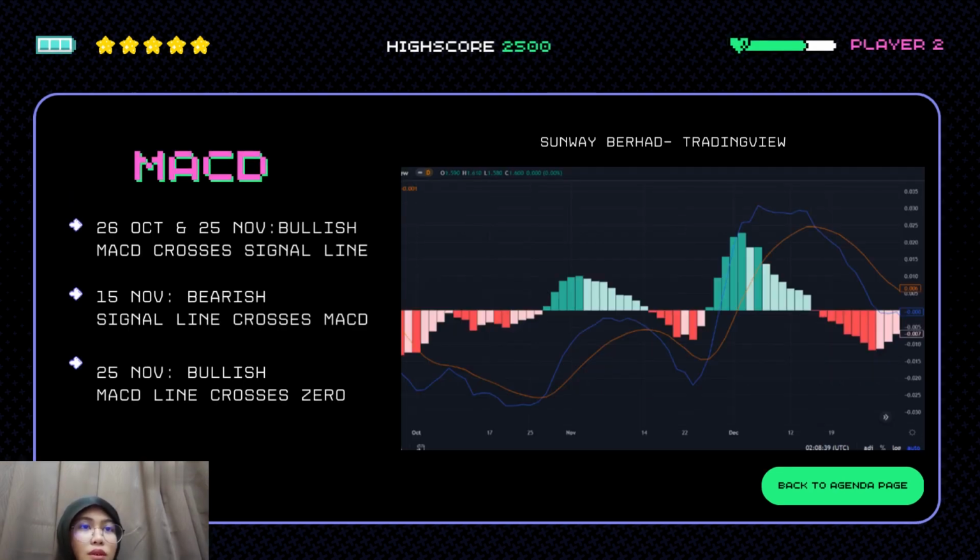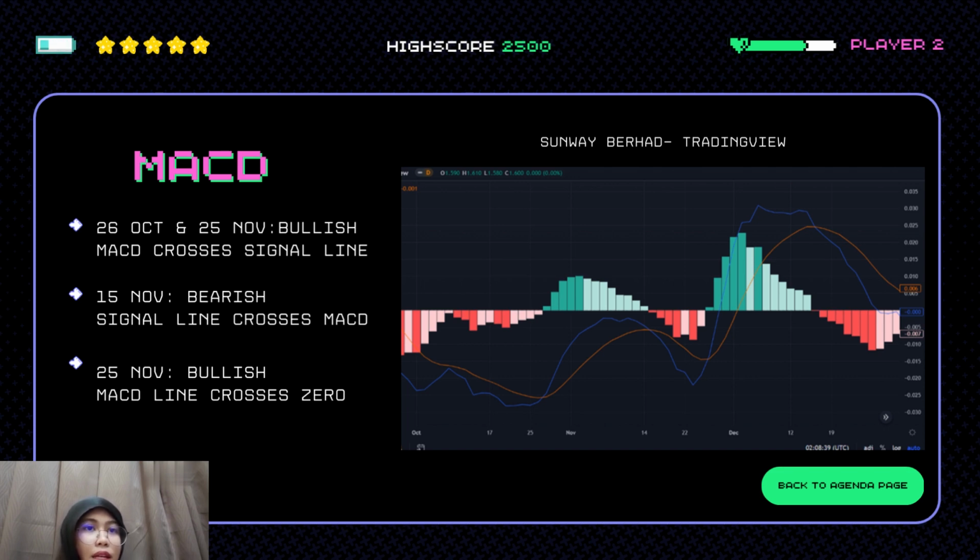On 26 October, the MACD line grows divergent and crossed the signal line, creating an uptrend movement till the middle of November. However, the cross of the MACD line is still below zero, indicating a bearish trend. The line then started to draw convergence towards each other and crossed back on 15 November, where the signal line crossed the MACD line.